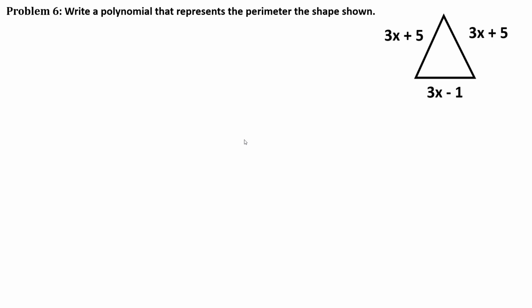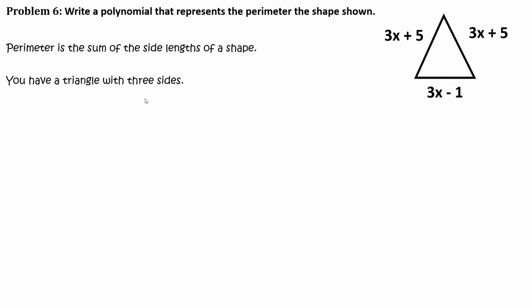Now, the first thing we're going to do is try to remember what a perimeter is. Perimeter is the sum of the side lengths of a shape. So it's the simplest geometric measure. You just add the side lengths of a shape. So you have a triangle with 3 sides, so we're going to be adding 3 side lengths. We're going to begin by applying the definition of a perimeter. So perimeter says you add the 3 side lengths.